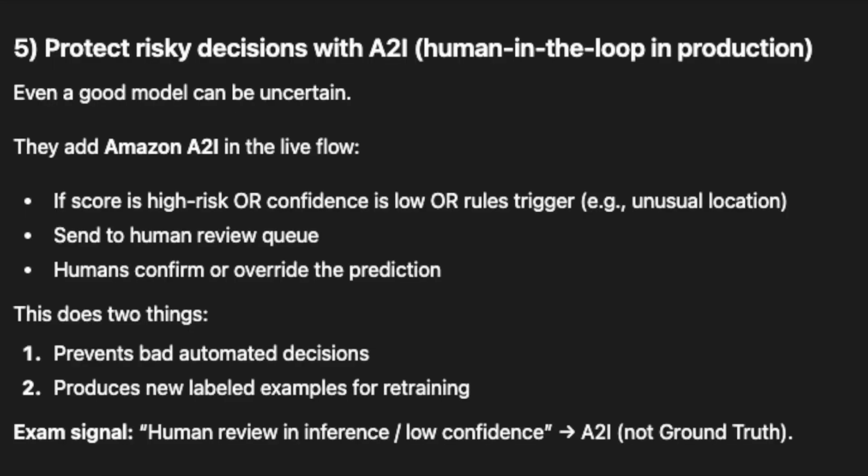Number 5, protect risky decisions with A2I, human in the loop in production. Even a good model can be uncertain. They add Amazon A2I in the live flow. If the score is high risk or confidence is low or rules trigger, e.g. unusual location, send to a human review queue. Humans confirm or override the prediction. This does 2 things. 1, prevents bad automated decisions. 2, produces new labeled examples for retraining. Exam signal: human review in inference, low confidence, A2I, not Ground Truth.